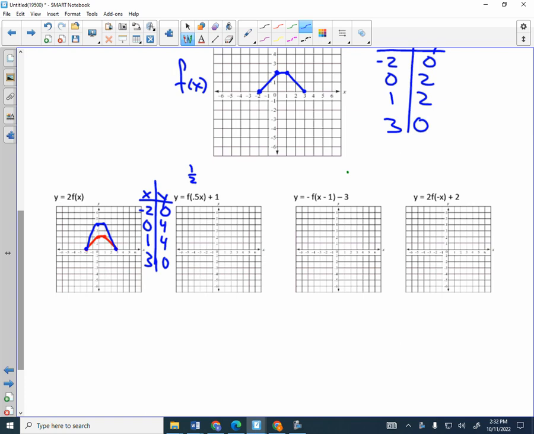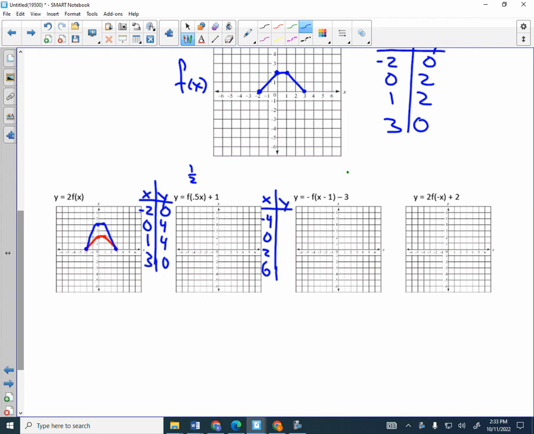So is that going to change the x values or the y values? The x. So we're going to take all the x values and we're going to multiply them by 2. So you can see how you do the opposite. You don't multiply by 0.5, you multiply by 2. So we get -4, we get 0, 2, and 6.